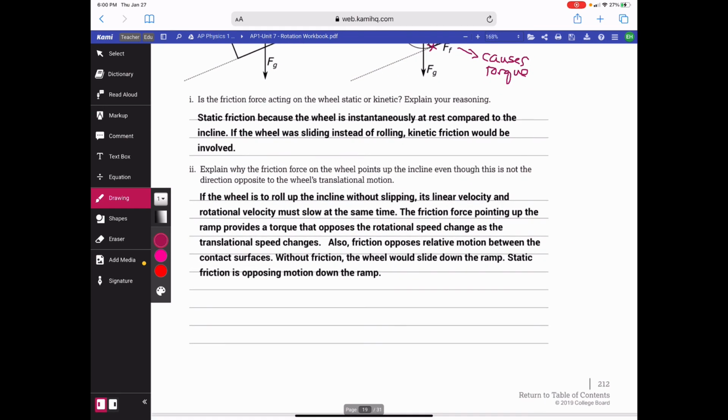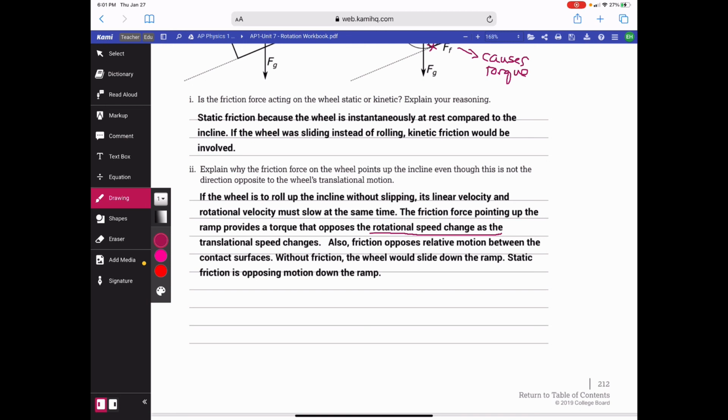The friction force points up the ramp to provide a torque that opposes the change in rotational speed. That's what we're going to have to get a grip on with the right-hand rule. That's what the right-hand rule will help us with. But the friction force points up the hill to provide a torque that opposes the rotational speed change as the translational speed changes.